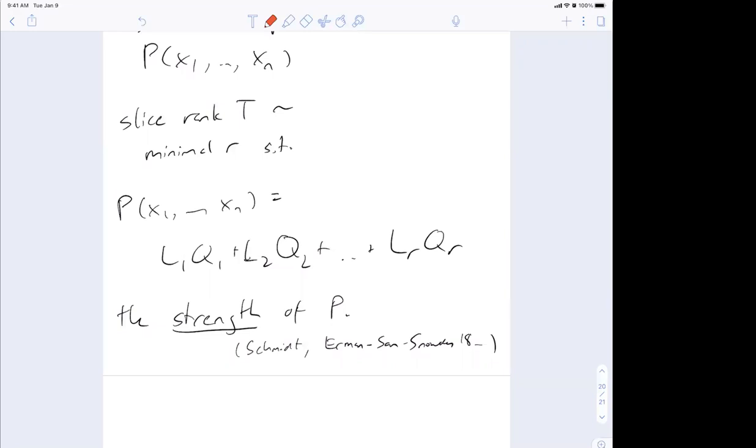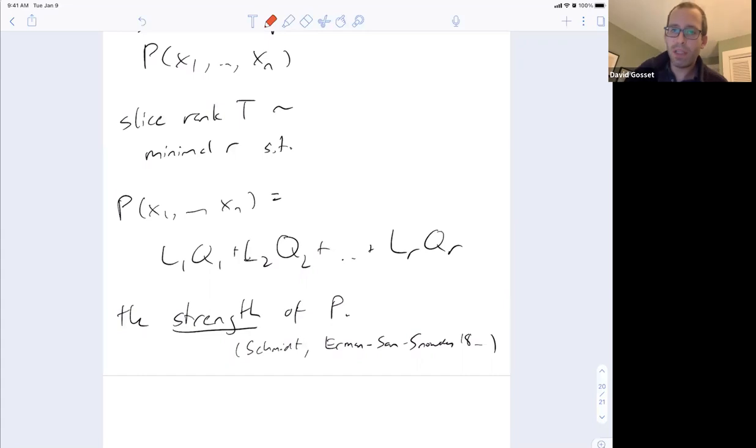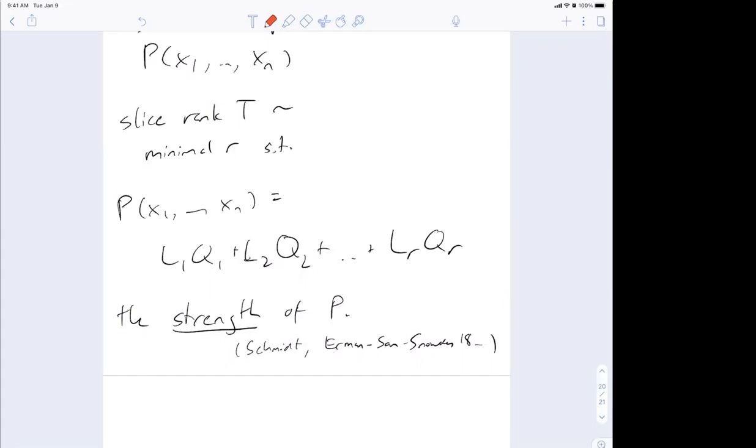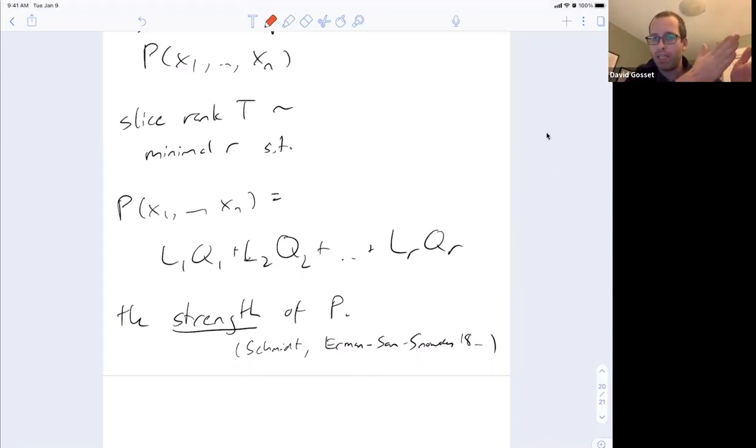Oh, please unmute. I have a question. So this slice rank, when you have n vector spaces that you're taking the tensor product of, so a rank n tensor, is the slice rank again defined like you only need to break off one of them?